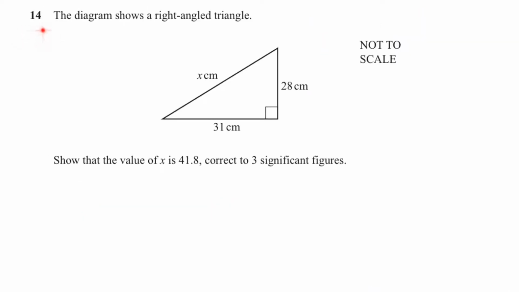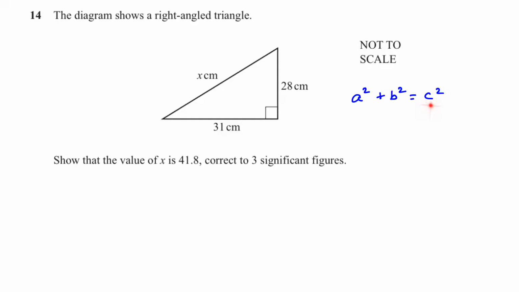Question number 14. The diagram shows a right angle triangle. Show that the value of x is 41.8, correct to three significant figures. If you have a right angle triangle and there are three sides, two sides are given and you want to find the third side, we use the Pythagoras theorem. Pythagoras theorem is a square plus b square is equal to c square. A square and b square can be any side.